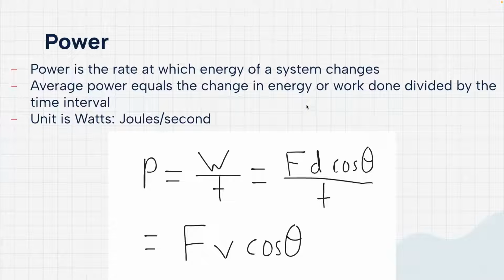Power. Power is defined as the average rate at which energy changes. Average power equals the change in energy or work divided by the time interval. And the units for power are watts or joules per second. So power just equals work over time, which is equal to F d cosine theta over time. But distance over time is just speed, or velocity, depending on how you view it, but you can just go with speed. So really, power is equal to Fv cosine theta, where theta, again, is the angle between F and d.